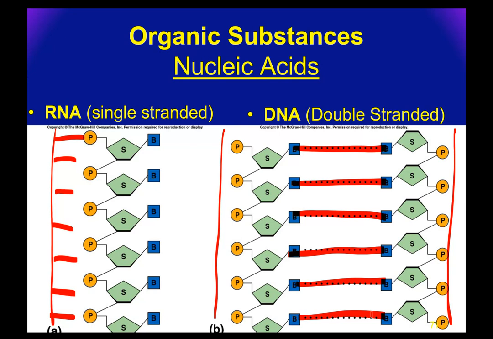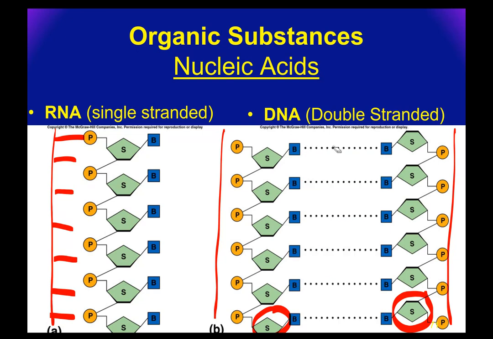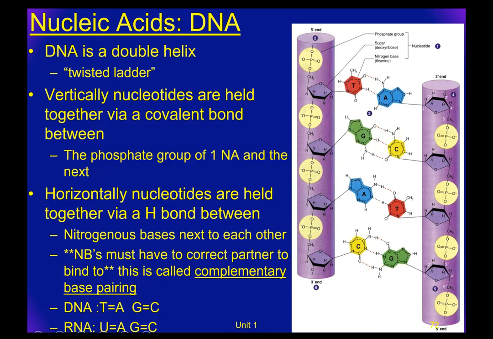Something that I do want you to notice here. Look at the sugar here versus the sugar here. They are actually going in opposite directions. We say that they run anti-parallel. Okay? They run in opposite directions of each other. So DNA, like I said, is a double helix. It's the whole ladder, but it's twisted.